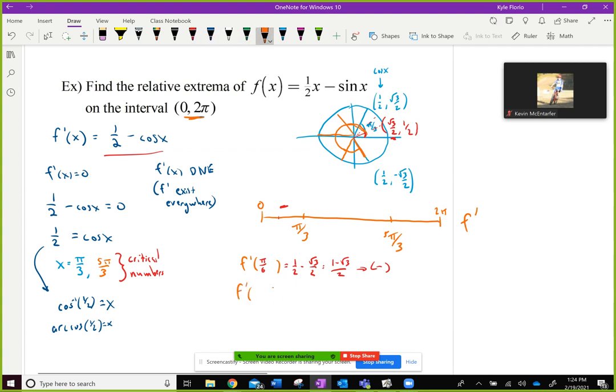So we need to plug in a number to the derivative that's between pi over 3 and 5 pi over 3. Somewhere between these two angles, I'm going to use pi. That's like an easy number to work with. So it's going to be 1/2 times pi minus, what's sine of pi? Zero. You got it. So 1/2 times pi minus 0 is 1/2 pi, which is a positive number.